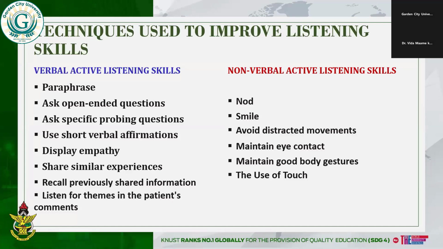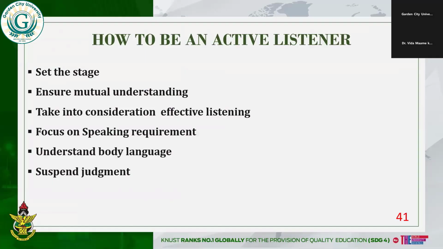So how can we become an active listener? You need to set the stage and ensure mutual understanding. So you need to know the person's name and prepare the place. Setting the stage for whatever is going to be done. Ensure you understand each other, so mutual understanding. Take effective words into consideration. Effective listening is very important here. Focus on speaking requirements. Understand body language and suspend all judgment to listen actively.